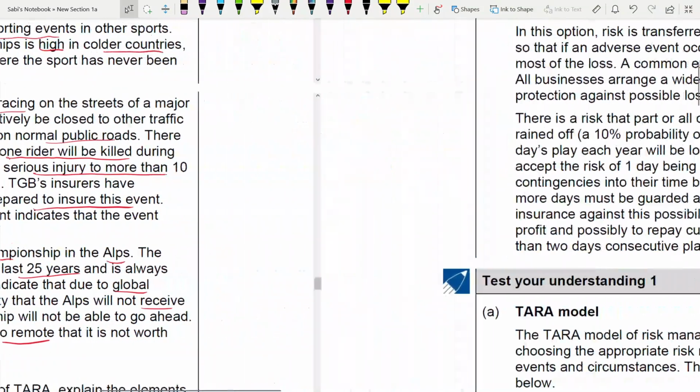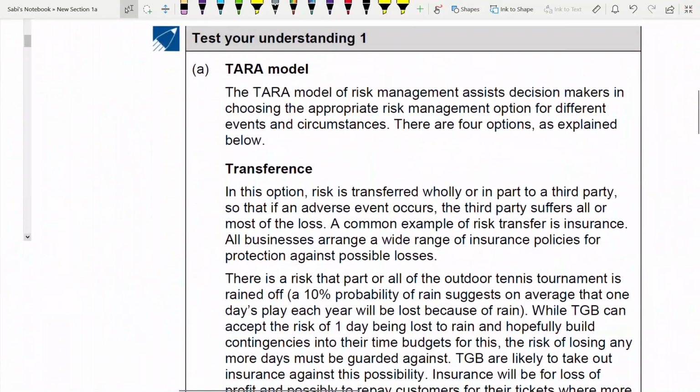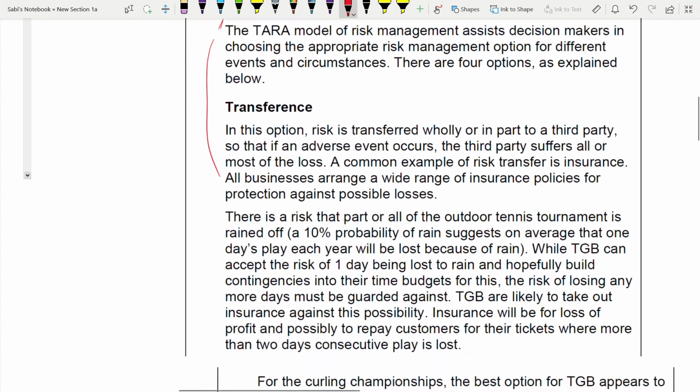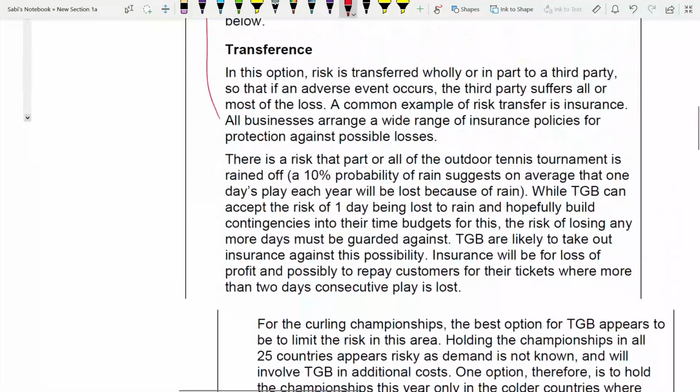So use the TARA model now. All those definitions you can skip. No need to define what is transfer, what is accept, what is avoid, what is reduce. Not at all. Immediately go and start applying. This is just for understanding that they have given. But in the main exam, that's why the answer looks very big if you see, under transfer as well.